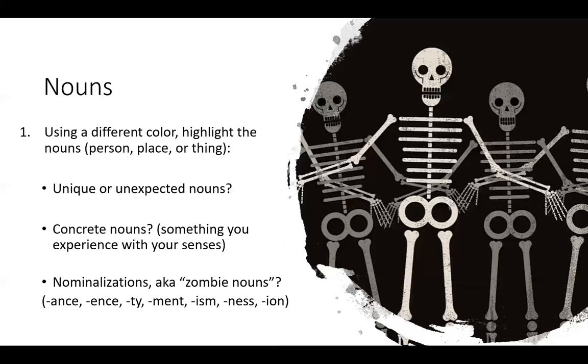So find those words, and I put some common suffixes up here that we use when we create zombie nouns. So words that end in ants or ints or ty or mint or ism or ness or ion. Check for those nouns and highlight them or underline, whatever you need to do, and see which of those should be verbs that you have turned into nouns. How many zombie nouns do you have in your writing? Because the more zombie nouns you have, the more your reader has to struggle.